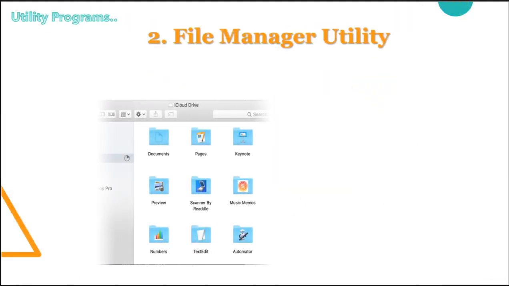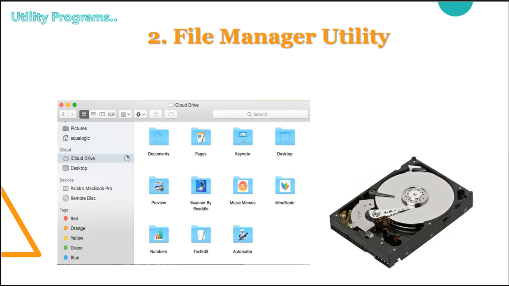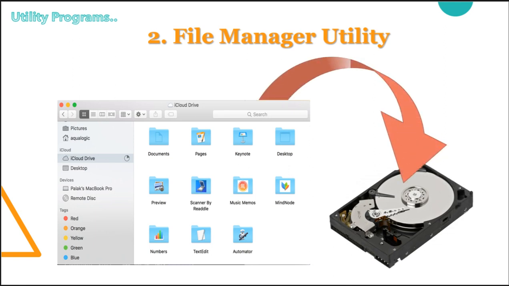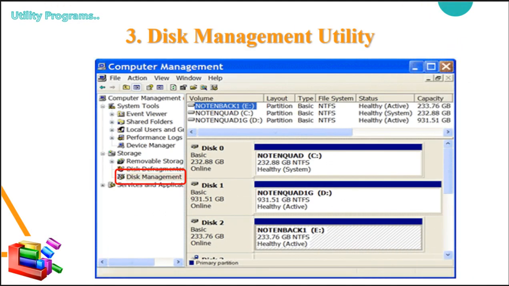File manager utility helps the user to perform various operations on files like viewing a file, editing a file, copying a file and deleting a file. It also helps in managing files and folders and organizing them in a computer storage device. So any task related to files is handled by file manager utility. Next we have disk management utility.